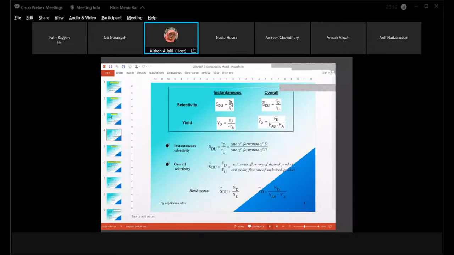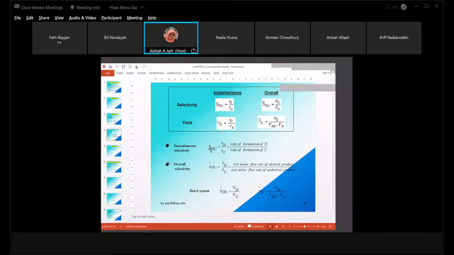But the yield, you can see the yield. As I said, the selectivity is just about the products, but for the yield we have to relate it with the starting material. That's why YD equals RD over negative RA, the rate for the starting material. This one is the YD for the overall: FD, this is overall, over FA naught minus FA. Also yield, so based on the starting material.